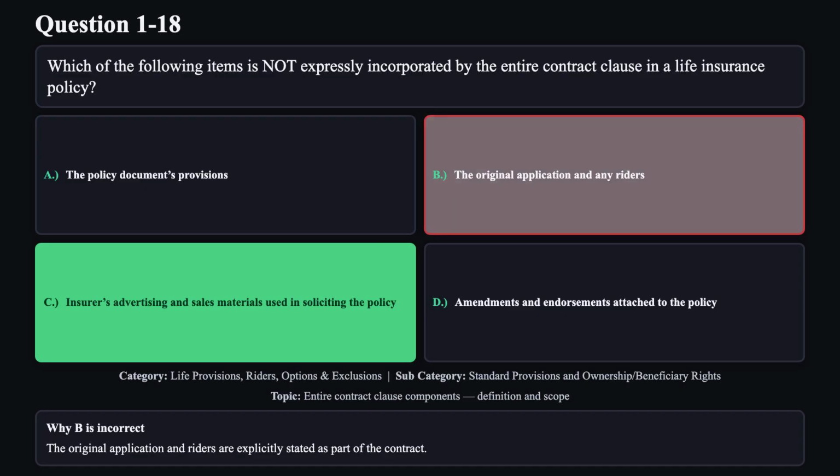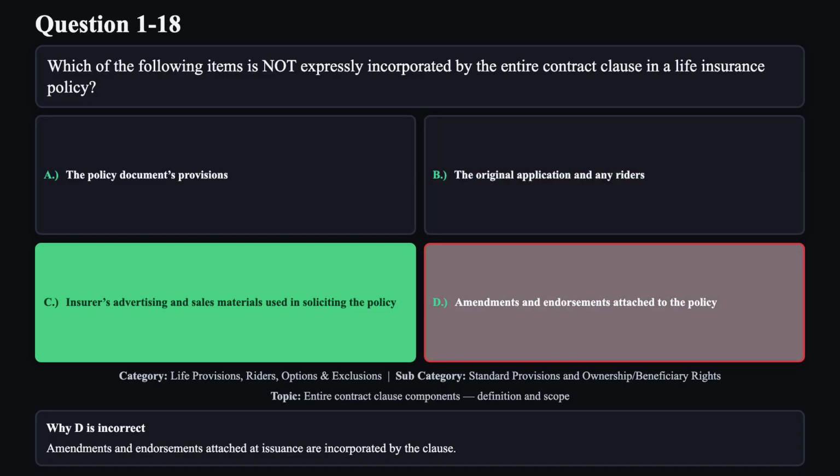Reason B is not correct. The original application and riders are explicitly stated as part of the contract. Reason D is not correct. Amendments and endorsements attached at issuance are incorporated by the clause.